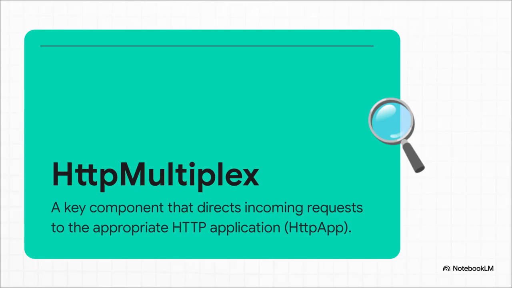Okay, so what is it, officially? Well, HttpMultiplex is what we call a high-level router. Its main gig is to just sit there at the front door of your server and check out every single request that comes knocking. This is so important because it makes sure that a call to, say, your API endpoint gets handled by your API code, and a totally different call to your GraphQL endpoint goes to the GraphQL code. It just keeps everything neat and tidy. No more spaghetti code where everything gets mixed up.